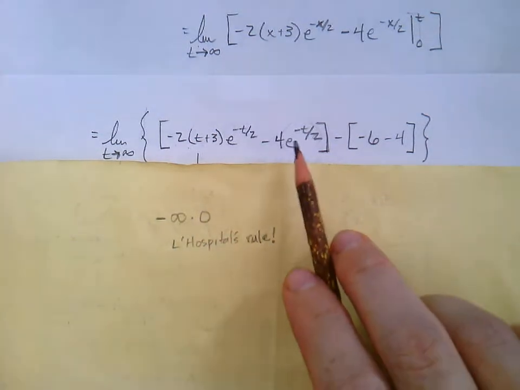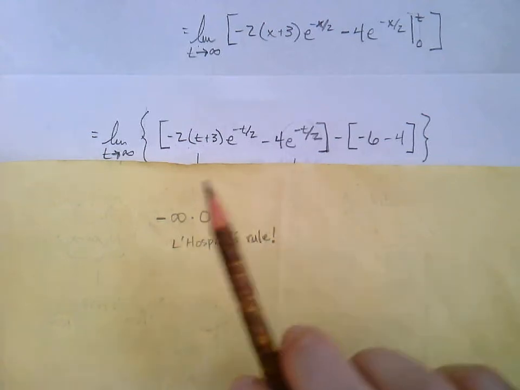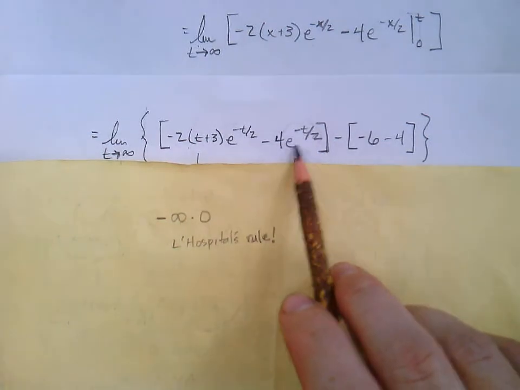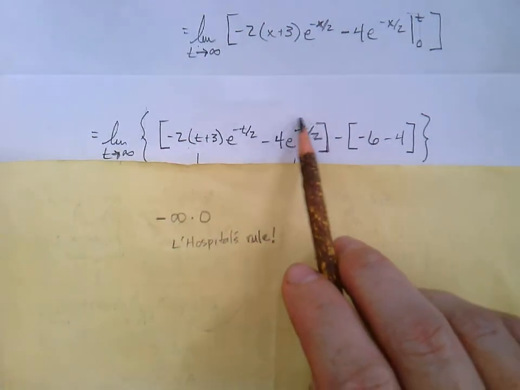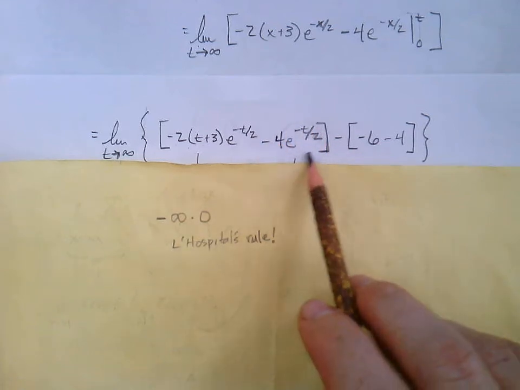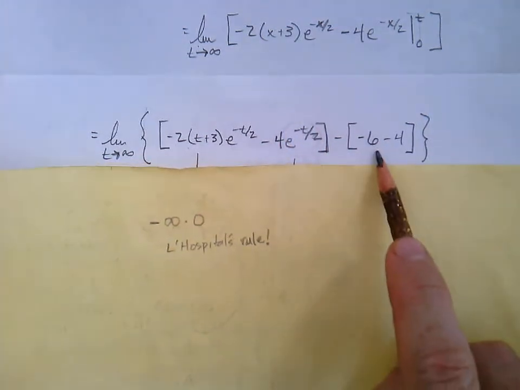Okay, let's move on to this one. As t approaches infinity, we'd have e to the negative infinity. So that will go to 0. So this entire piece will go to 0. And then we can simplify our number over here.